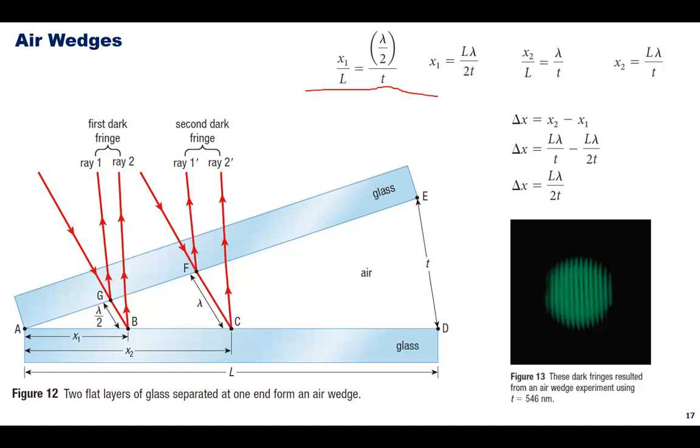Then the next fringe, x2, occurs when the difference in path length for the reflection from the upper and lower plate is lambda, or x2 over L equals lambda over t, which gives us x2 equals lambda L over t, right? Thus, the separation between the two fringes is given by delta x equals x2 minus x1, which is L lambda over t minus L lambda over 2t, which is L lambda over 2t. So delta x equals lambda L over 2t. Have a look at this model, and we're going to use it to solve a practical problem.